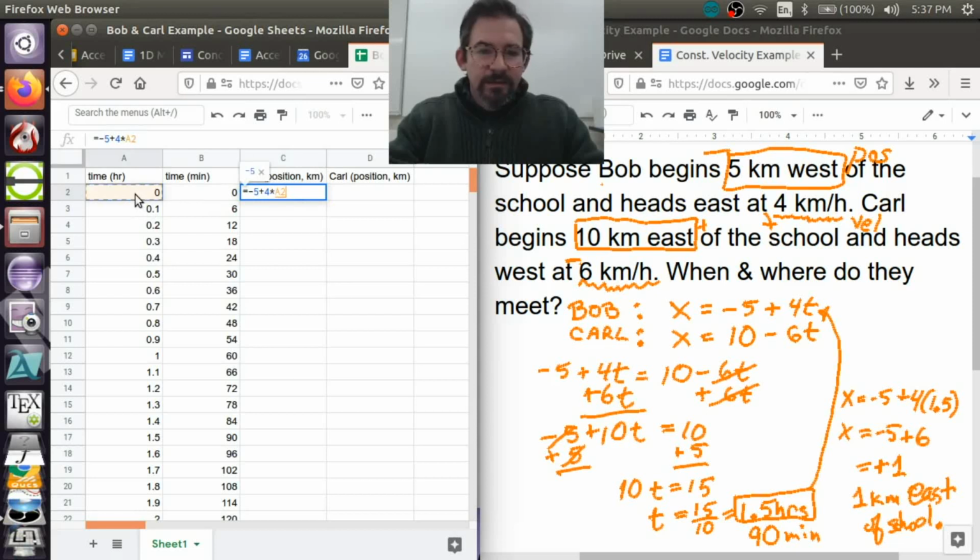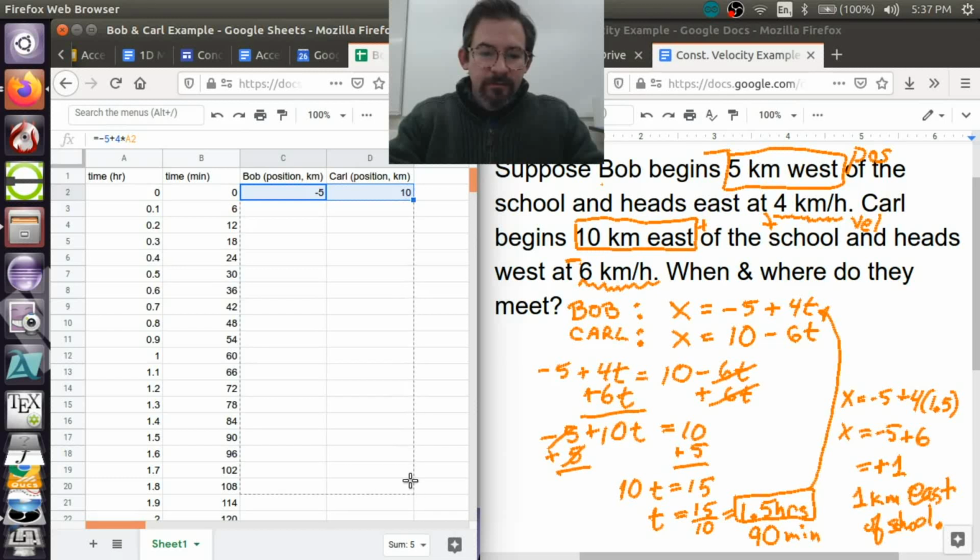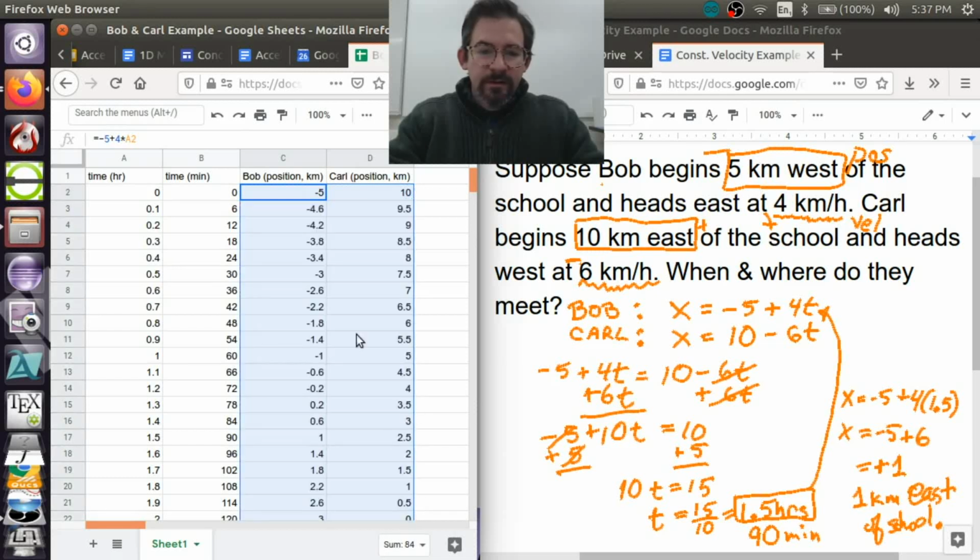So I click in A2, and I know for Carl, his position, where does he begin? He begins at +10 minus his velocity, 6 kilometers per hour, times how many hours go by, so -6 times, again, column A gives me the time. And now, just highlighting both of those, we get our little cross icon and drag down, and we can see what their positions look like.